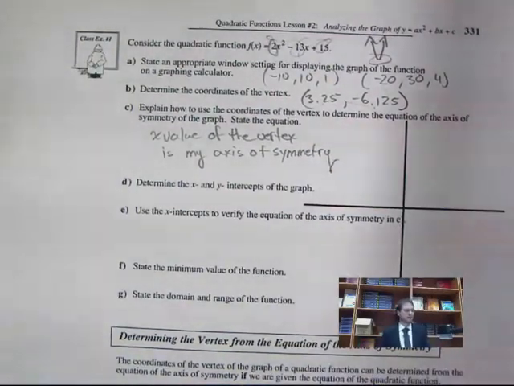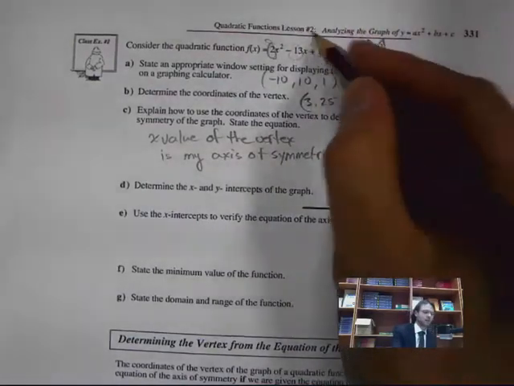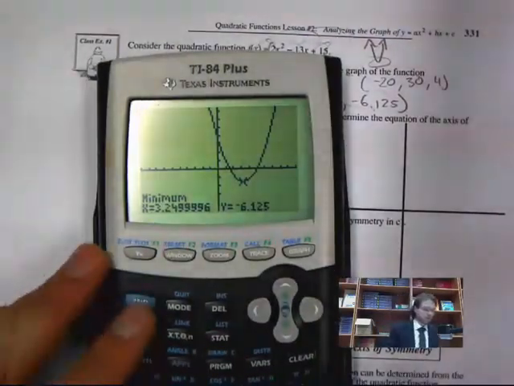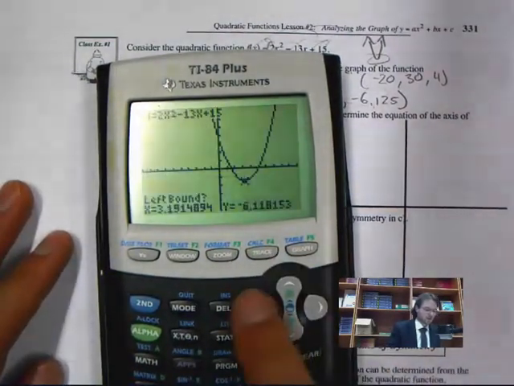Okay? Next part says determine the x and y intercepts of the graph. Well, how do we do that? There's two ways of doing it. We could either factor it, or I'm going to show you a simpler way on the calculator. We're just going to calculate my zeros. So I'm going to go second, calculate, and we're going to calculate the zeros.